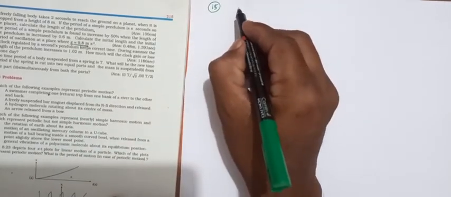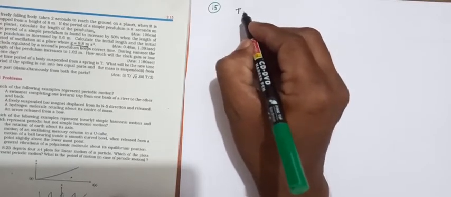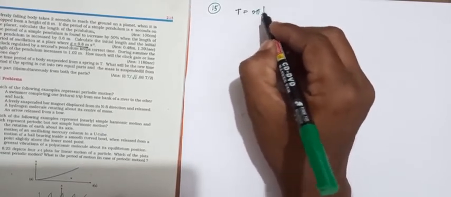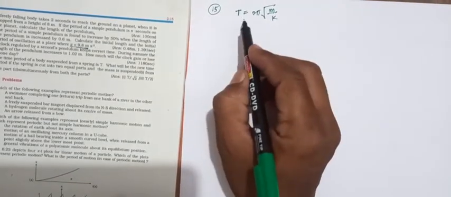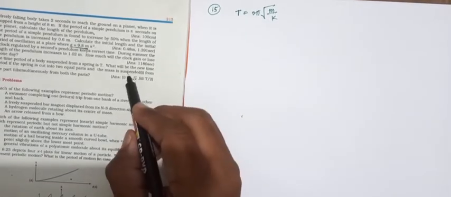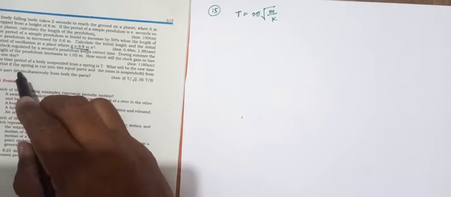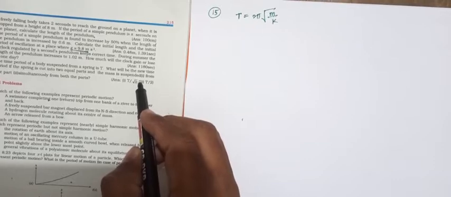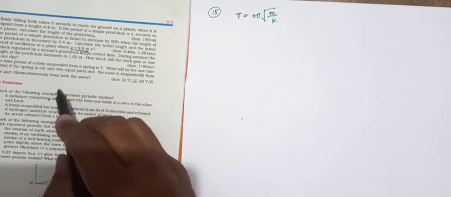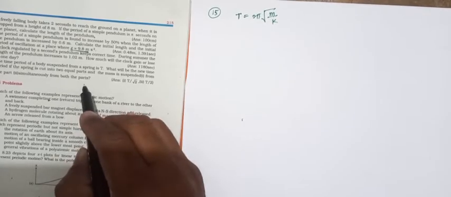Okay, next the 15th, the last problem in this chapter. The time period of a body suspended from a spring is T. So what is the time period equation? For the spring, T equals 2 pi into square root of m by k. What will be the new time period if the spring is cut into two equal parts and the mass is suspended from one part, and then simultaneously from both the parts?